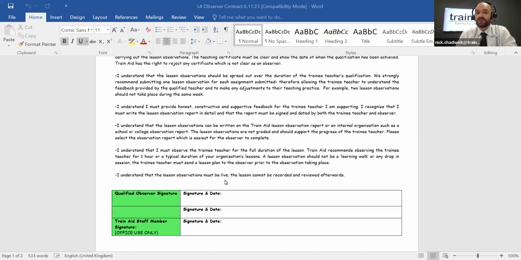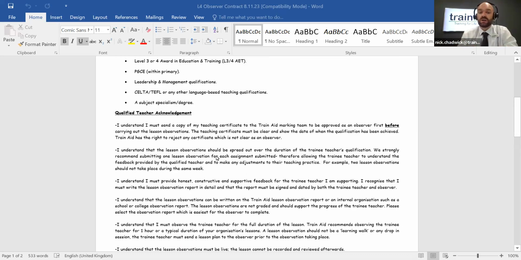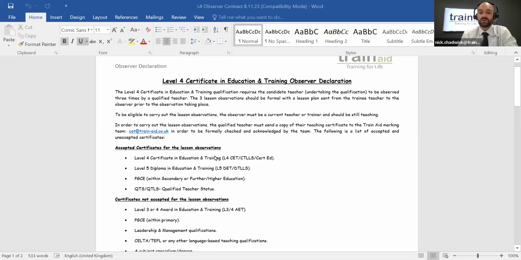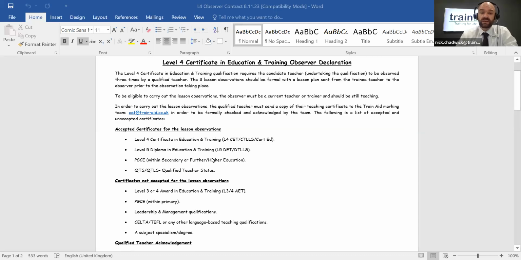If you are happy with the level 4 observer contract, you must sign and date the form, okay, and return this to us along with a copy of your teaching certificate as well. But if you would like to book in a meeting with TrainAid to discuss the role of the mentor in greater detail, please get in contact and we can arrange a meeting for you.